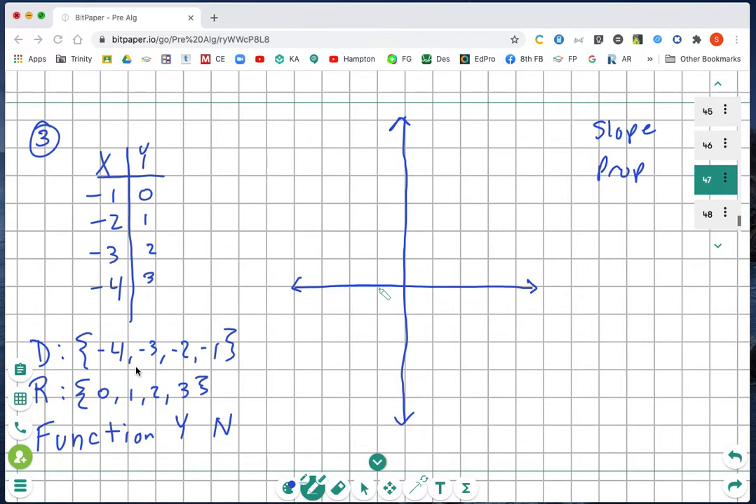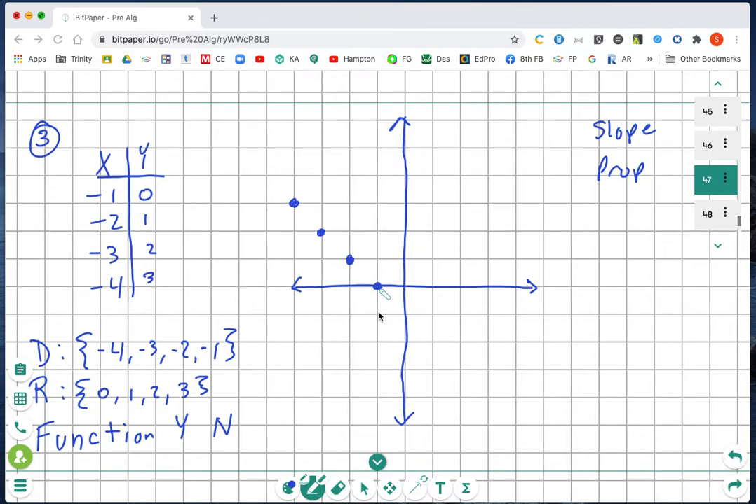Now I'm going to go ahead and graph them. So I'm going to do -1, 0; -2, 1; -3, 2; -4, 3. Now notice that I'm going to add one more ordered pair. Since 0 is not in my table, I'm going to figure out what 0 is. So I'm looking at the pattern here. Oh, this one doesn't have a function. Sorry. So we're not going to add 0.